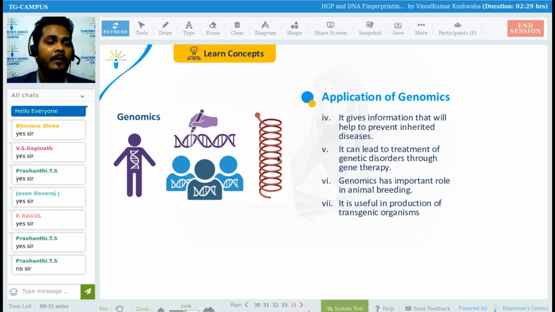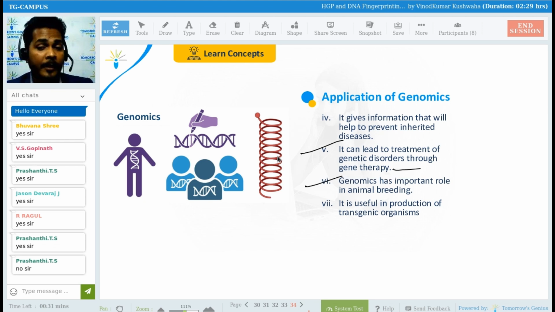Inherited means genetic disorders, like those passed from the grandfather to their offspring. Such diseases come generation after generation, so we can easily identify what kind of gene is responsible. It can lead to the treatment of genetic disorders through gene therapy. With the help of gene therapy, you can treat that gene so that the disease is not going to appear in your offspring, right?